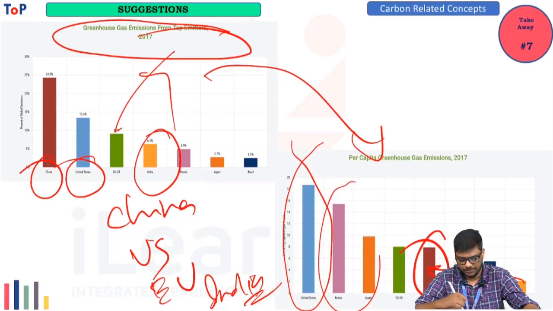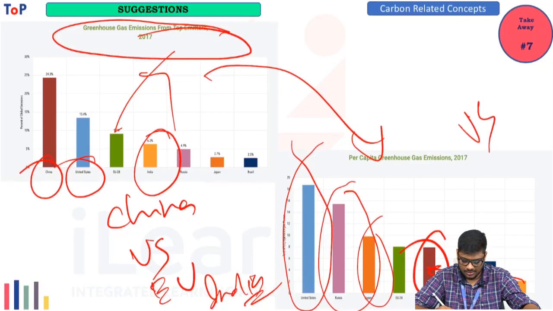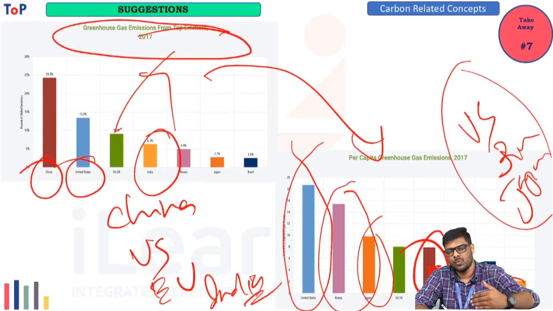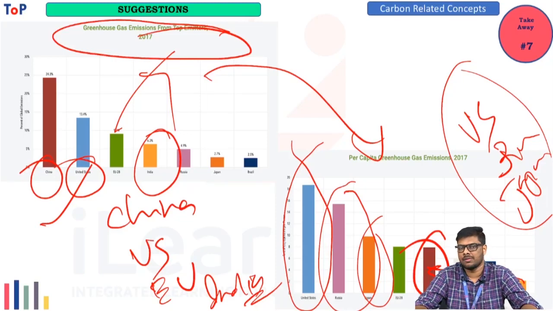Then comes Russia. Then comes Japan. Getting it? So United States, Russia, Japan. So these are the three countries which are having highest per capita carbon emissions. Getting it? So this is a country list in terms of cumulative emission in a year. This is per capita emission in a year. So these two lists are important.